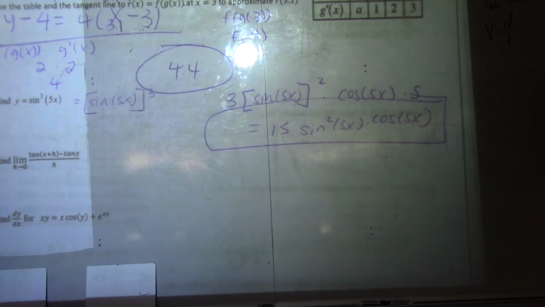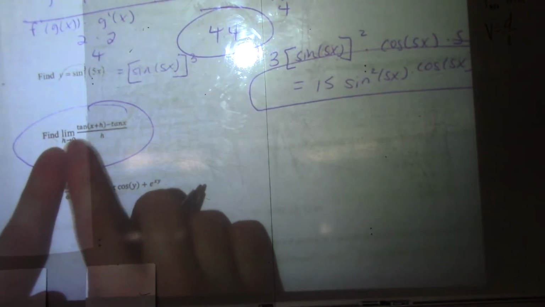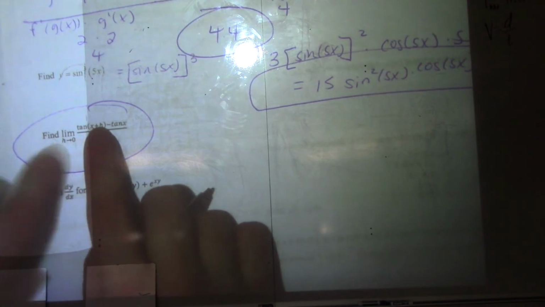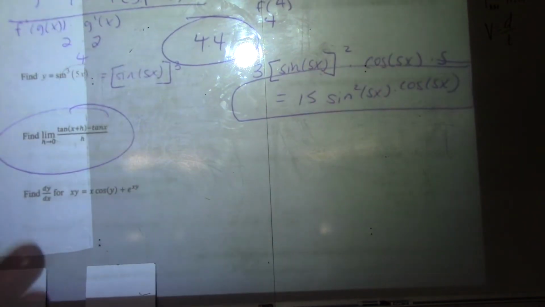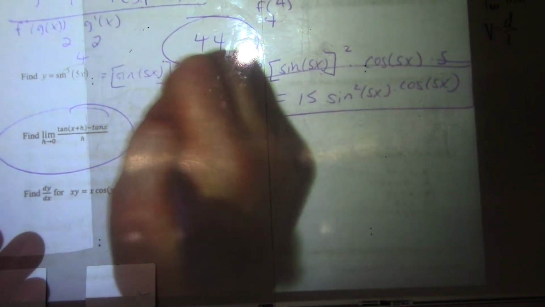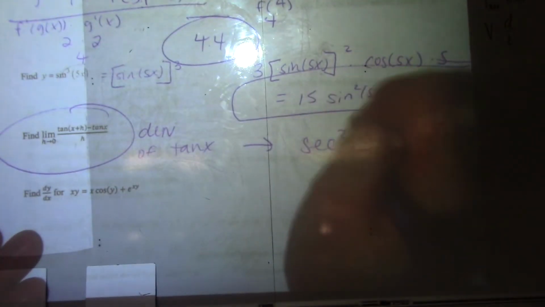The next one is the limit as h approaches 0. I see over h, and I see a function at x plus h. So the key things here are h approaching 0, over h, and x plus h. This is just the limit definition of a derivative. So what this means is the derivative of tangent, and the derivative of tangent is just secant squared x. So this is my answer.